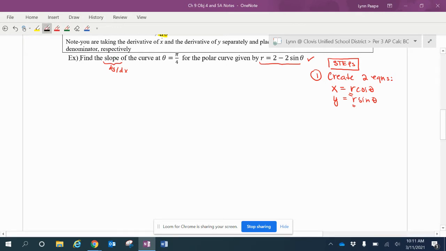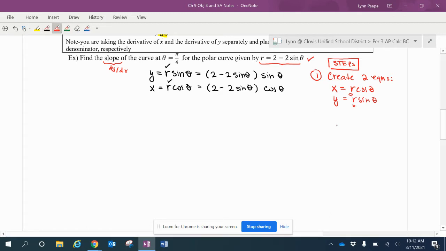So I'm actually going to find my y first, just because I know that I want to find dy over dx. So I'm going to write the y first, hoping that will keep me in the numerator correctly. So y is equal to r times sine theta, but our r equation is 2 minus 2 sine theta, so that's this part, and then still times sine theta. And then now I'm going to do the same for x. So x is r cosine of theta. R hasn't changed, 2 minus 2 sine theta. So that's that portion, and then times cosine theta.